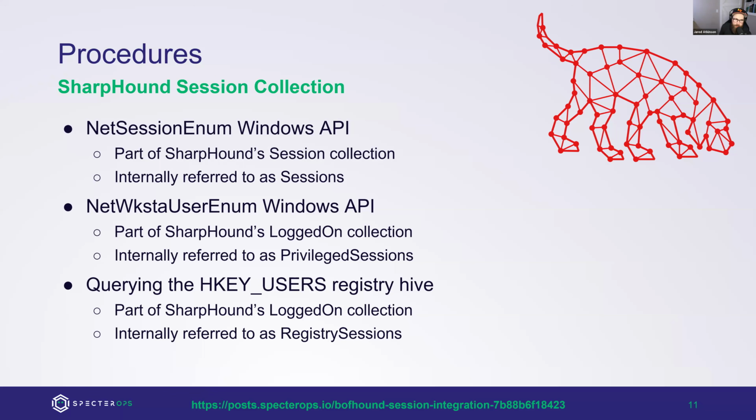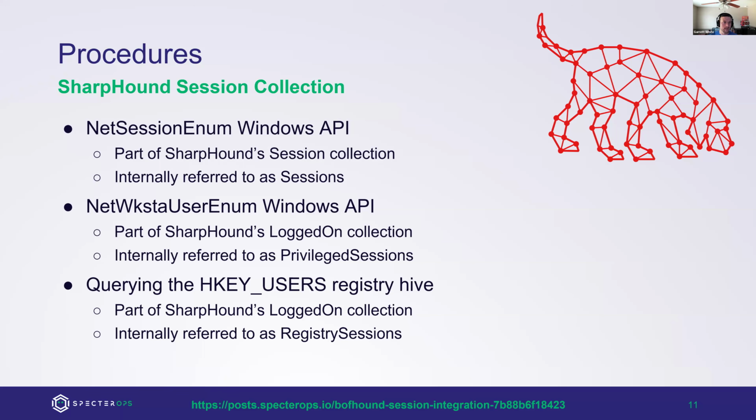All right, I'll pass it over to Garrett to talk about the procedures that are relevant to user hunting. Yeah, so our technique that we're going to go through today is session enumeration, or user hunting. We took a look at SharpHound, which is the tool we use to collect information and submit into BloodHound.